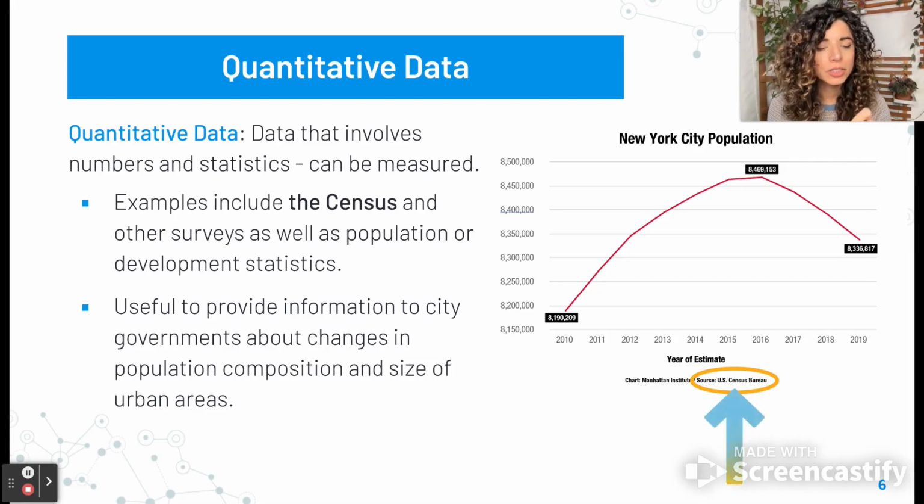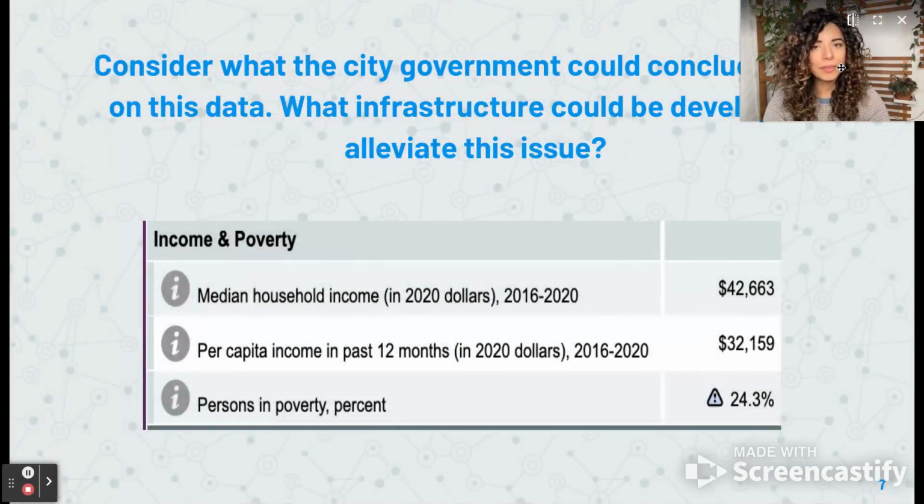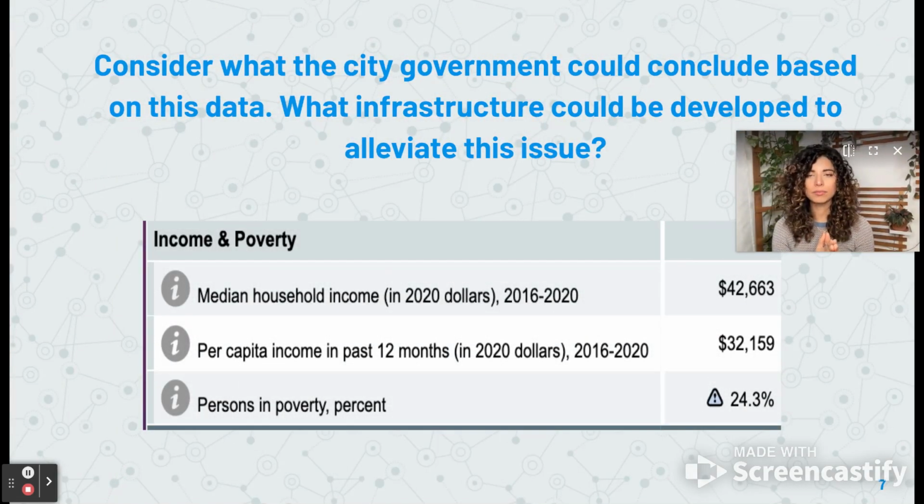Right. So here's one example here: New York City population, straight up numbers, and this comes from the US Census Bureau. This is an example of a point of quantitative data and how it could be useful. So this question: consider what a city government could conclude based on this data. What infrastructure could be developed to alleviate this issue?